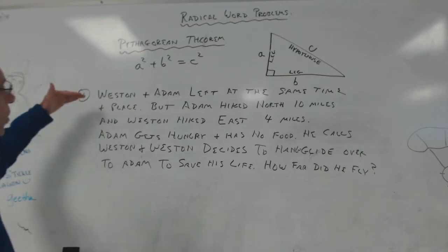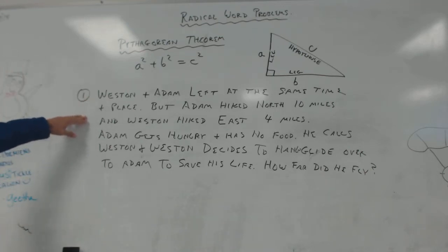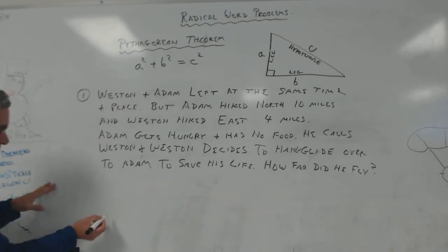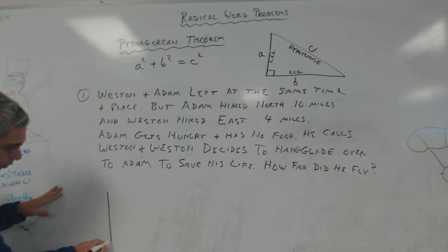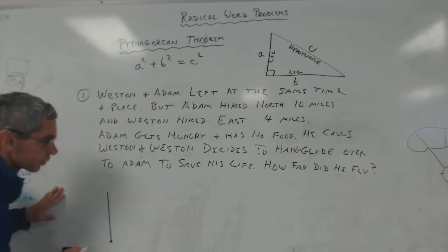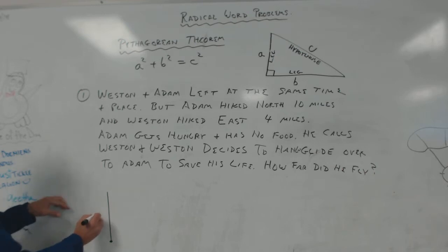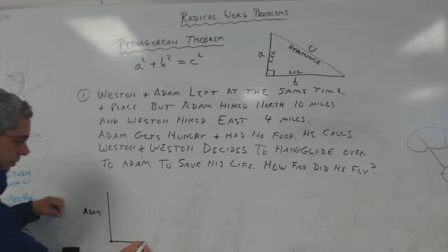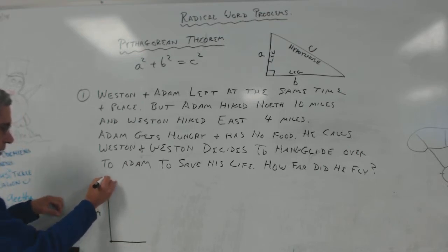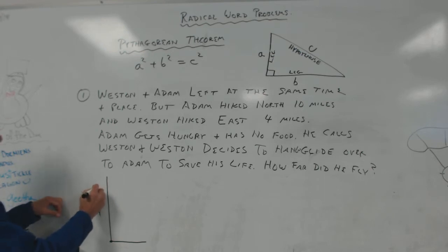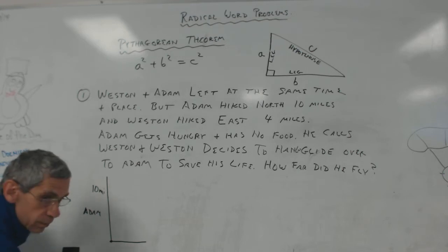So let's look at our problem. Weston and Adam left at the same time and place, but Adam hiked north. Okay, let's just draw our picture first. We've got they both left from here, right? Okay, they both left from here. This is Adam, and then this is Weston. And Adam went 10 miles north, right? So 10 miles.